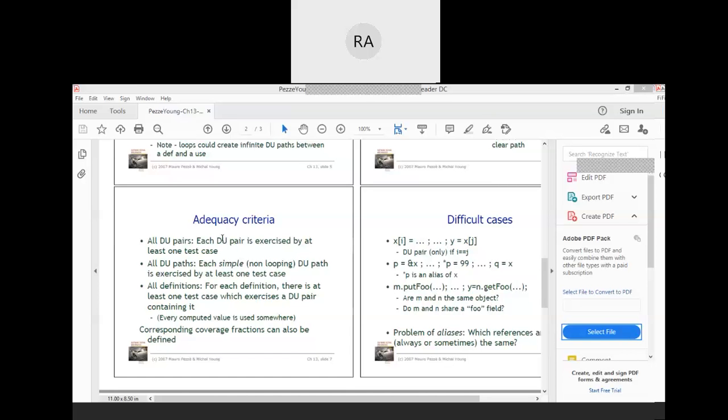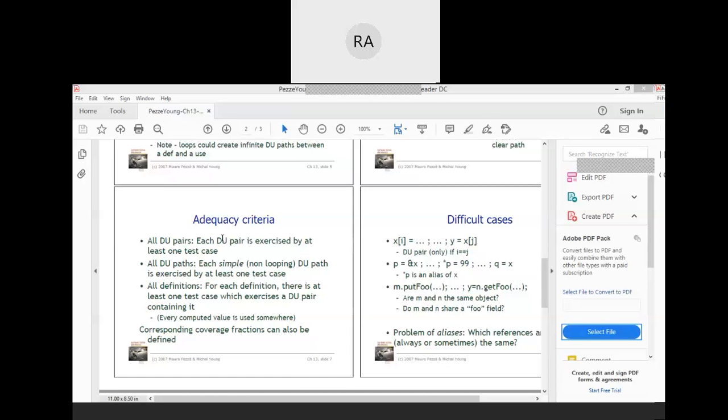But what is the advantage here? The advantage here is that if you have a test case designed for each of the DU pairs, then you are testing them individually. By doing so, you will get to know about the faults within your code very easily. That is one of the adequacy criteria.